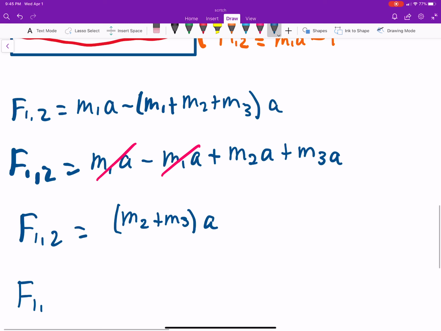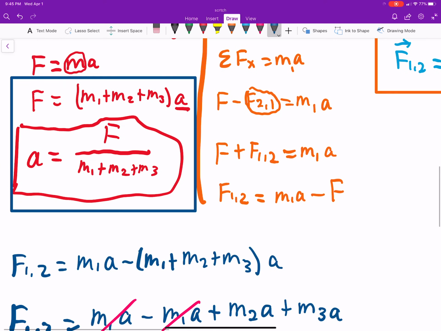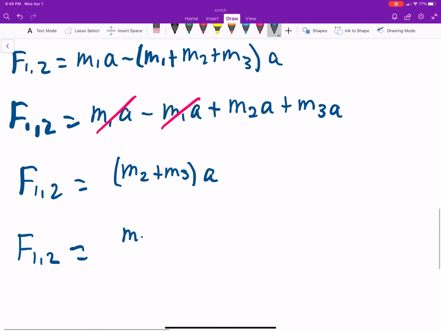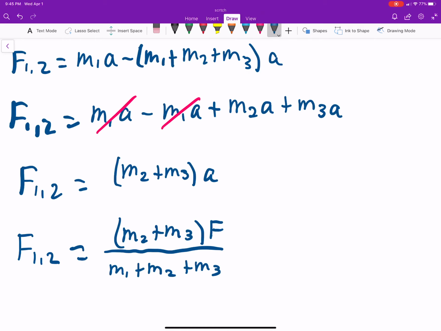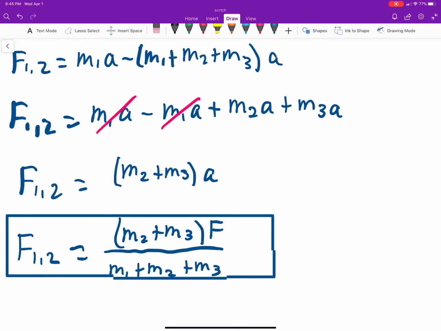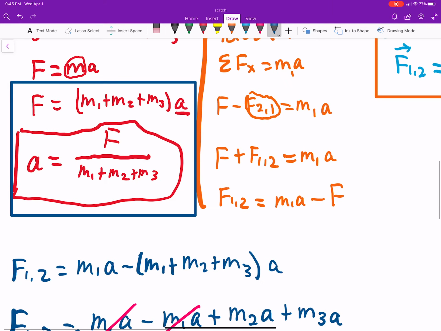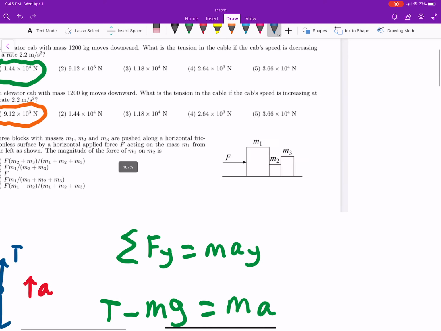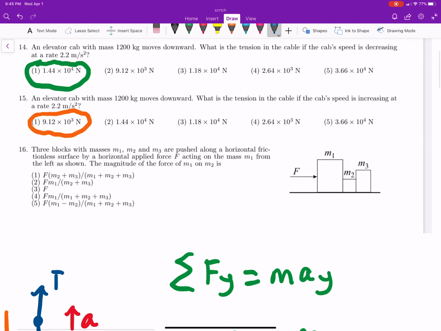But we know what our acceleration is. We found it at the top. So M2 plus M3 times F divided by M1 plus M2 plus M3. And there you go. We just described the force here. So that is F times M2 plus M3 divided by this one. Don't even worry about 2.